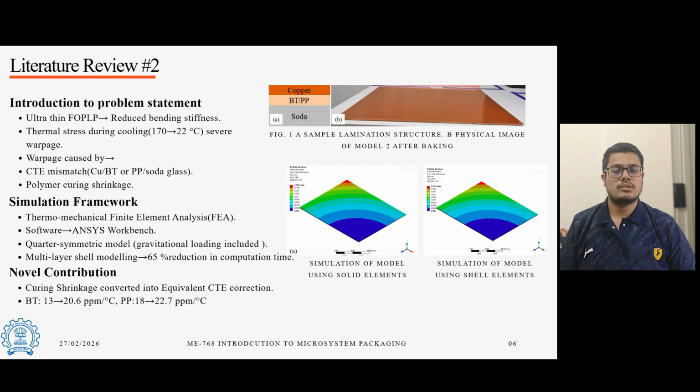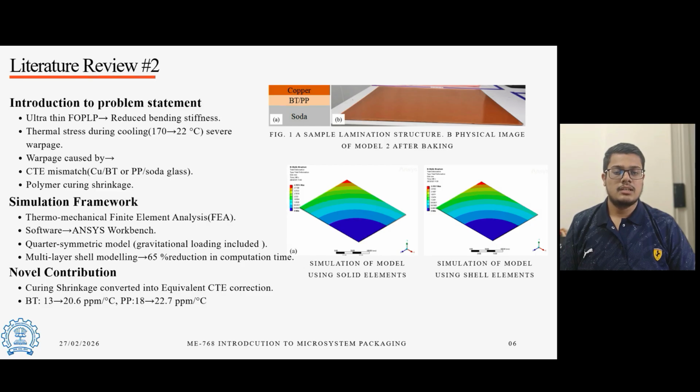If we look at the image on the top right, it shows the laminated structure consisting of copper, BT or PP dielectric layer, and soda glass. Next to it is the physical image of the sample after baking, where visible warpage deformation can be observed.